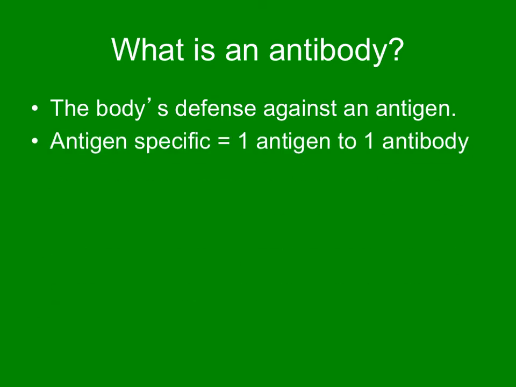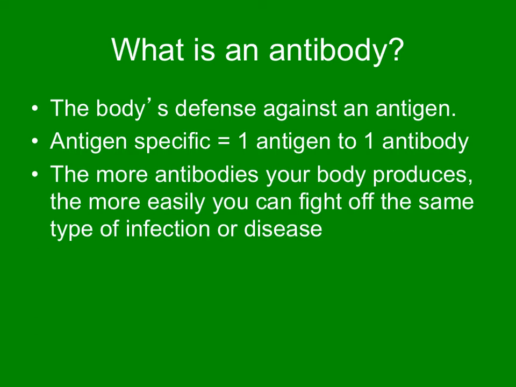Antibodies are what we call antigen specific. In other words, you have to make a specific shaped antibody to counteract a specific foreign antigen. As you saw in that diagram, they fit together. The more antibodies that your body produces, the more easily you are able to fight off an infection or disease, because you've got a bigger army, basically, to attack.